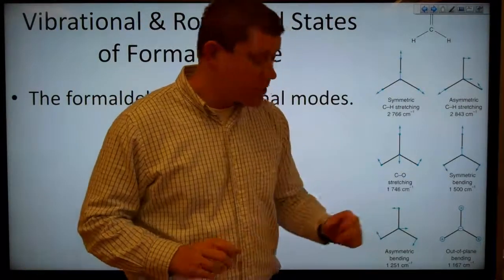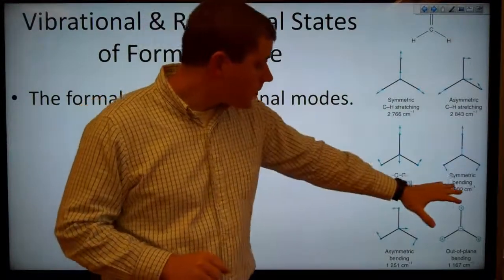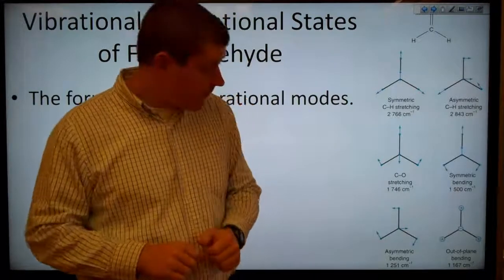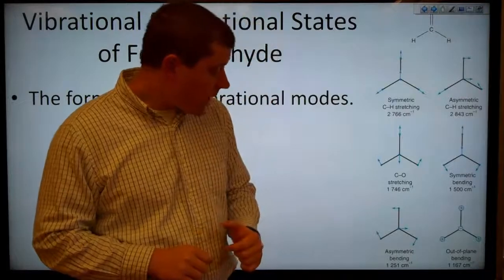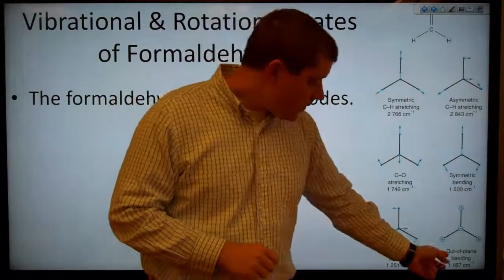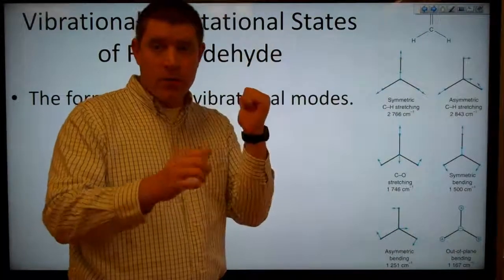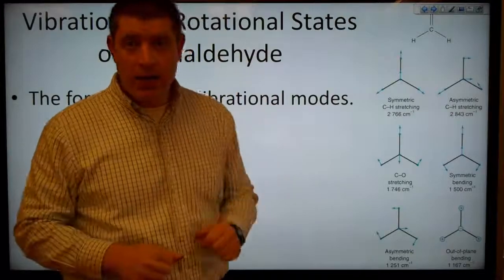We've got our symmetric bending, where both the hydrogens are bending together. We've got our asymmetric bending, where they're not bending together. And we've got our out-of-plane bending, where the carbon atom is going backwards into the board and the other 3 are coming out, and then they reverse, the other 3 go back into the board, and the carbon atom comes out.